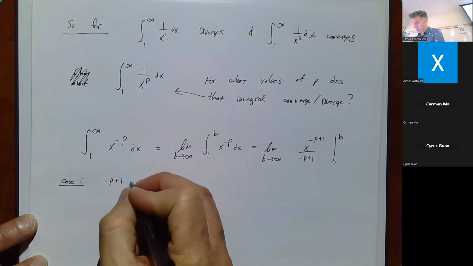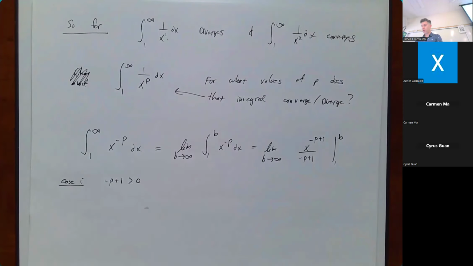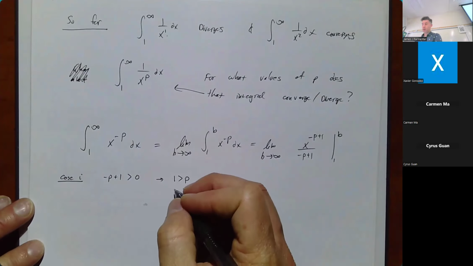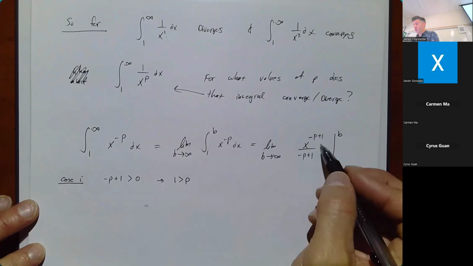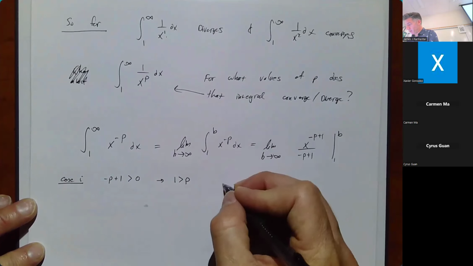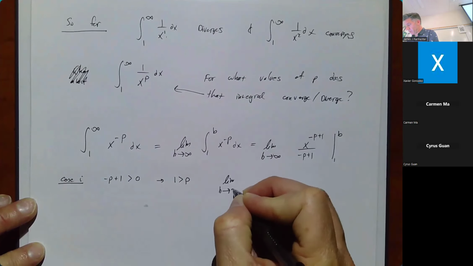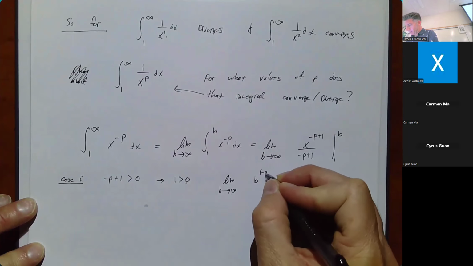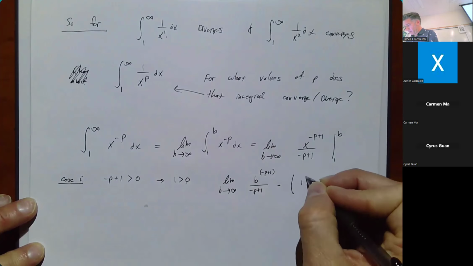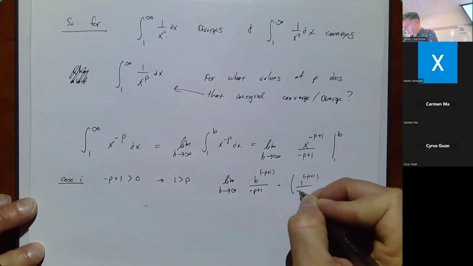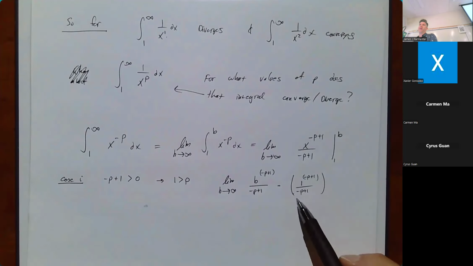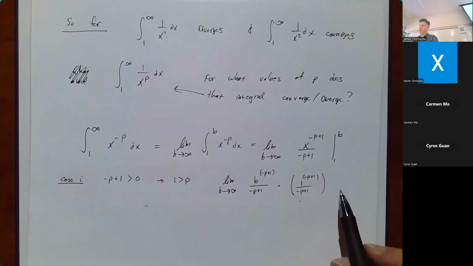So case 1, negative p plus 1 is positive. Or in other words, 1 is bigger than p, or p is less than 1. So if p is less than 1, well, that power is positive, right? That's what we just said. So then the limit as b goes to infinity of b to the negative p plus 1 over negative p plus 1 minus 1 to the negative p plus 1 over negative p plus 1. Well, 1 to any power is 1. And again, we actually don't really care about this finite part. I mean, we do care if it converges because then it'll converge to that number.